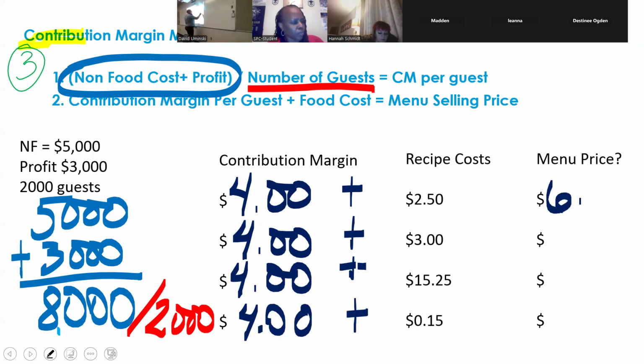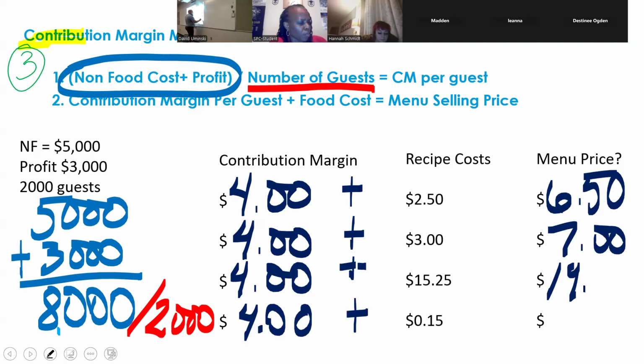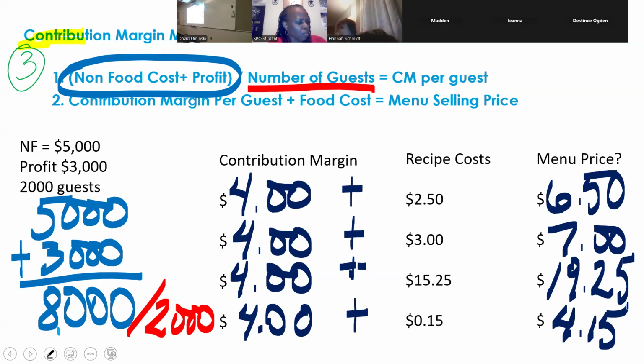So we have 6.50, 7, 19.25, and $4.15. That's our contribution margin method.